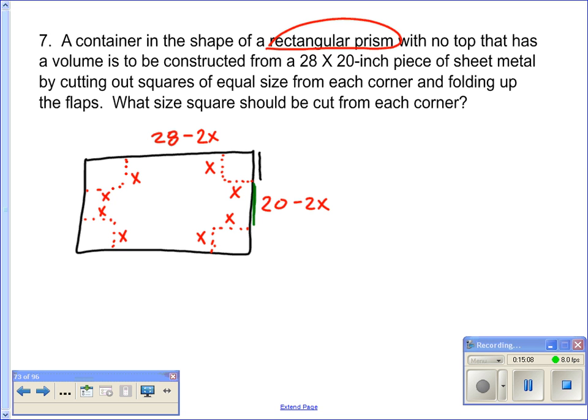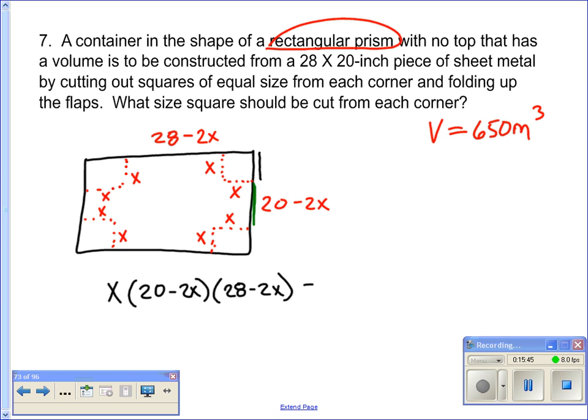All right. So what you'll have is a piece that's 20 minus 2x by 28 minus 2x by x, where x would be the height of it because you're going to fold those flaps up. And we want it to have a volume of, and it didn't say that, so I left this out by accident, but the volume should be 650 cubic meters. All right. So now we have enough information to write our equation. It's length times width times height, so that's going to give us x times 20 minus 2x times 28 minus 2x. And that's going to be equal to 650.